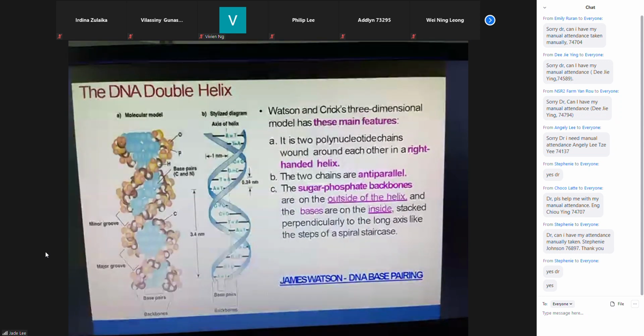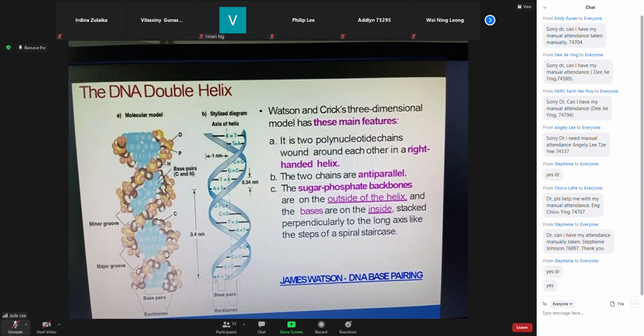So this is what we call the DNA base pairing, or Watson-Crick base pairing. A always pairs with T, and C always pairs with G. Okay? Clear? Yes, doctor, clear.